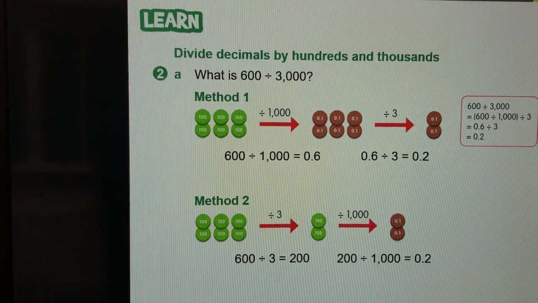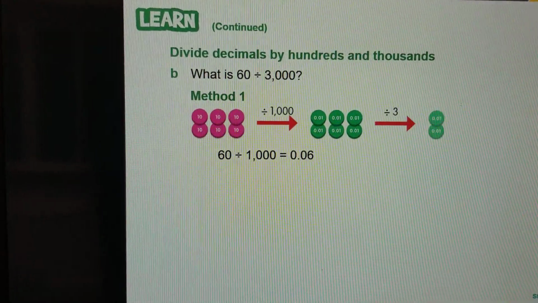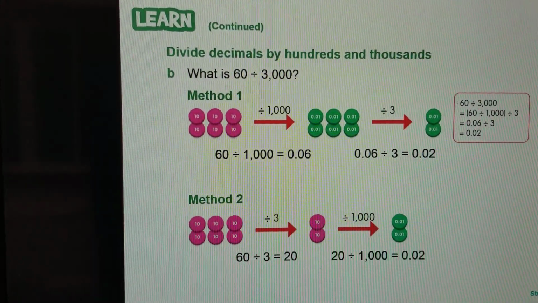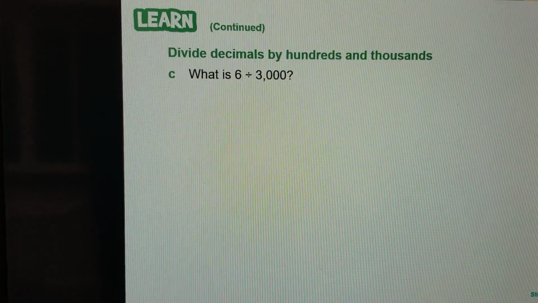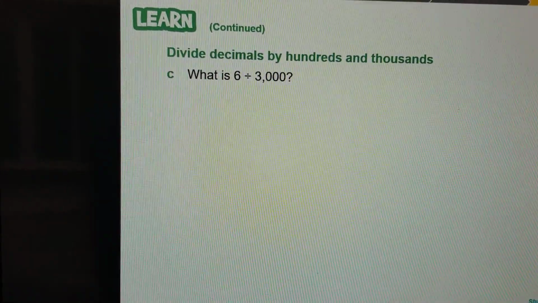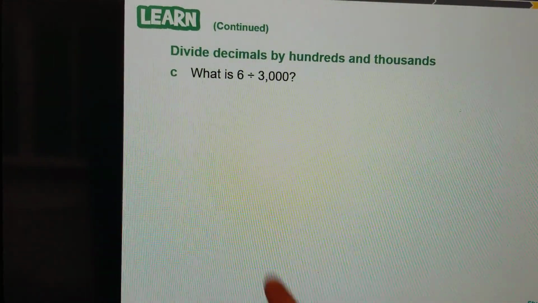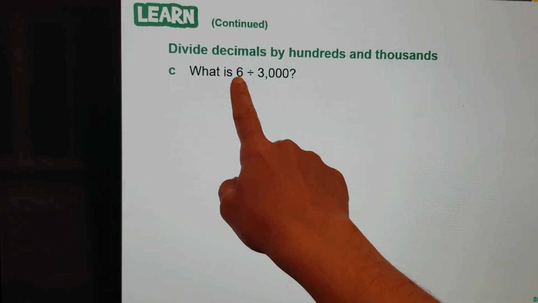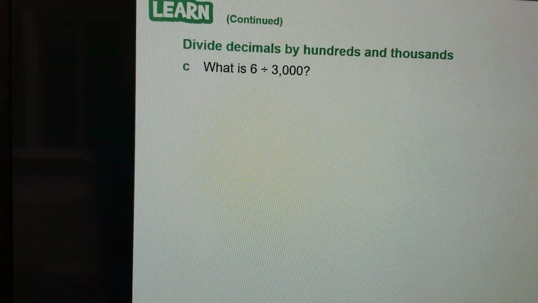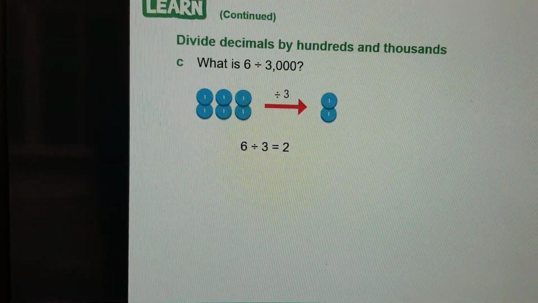We're going to skip this method. I think it's better if you do the other method. This also, you can stop my video. We'll do this one and the next two, and then we'll be done. 6 divided by 3,000, so it's 6.0. So divided by 1,000 is 1, 2, 3 is 0.006. 0.006 divided by 3 is 0.002.